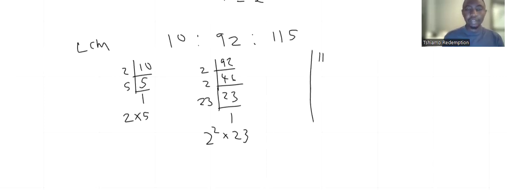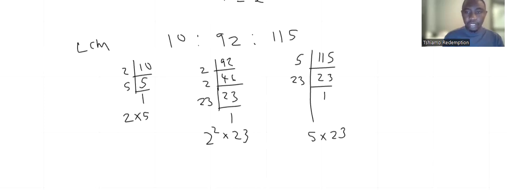115, divided by how much? Divided by 5, I get 23. And then remember we said 23 is a prime number. So I'm going to just divide by 23. So 115 gives me 5 times 23.